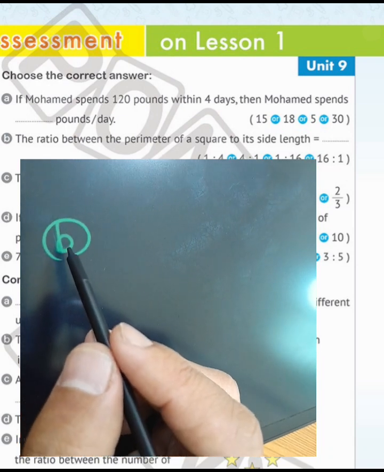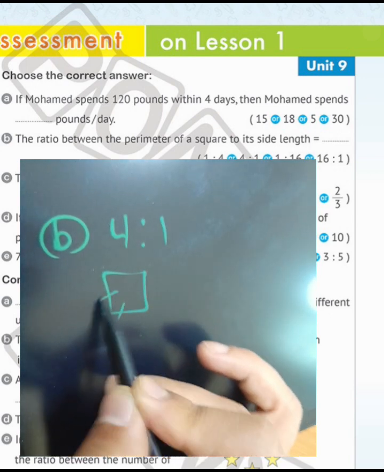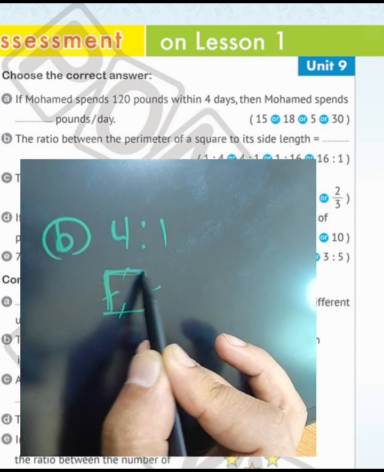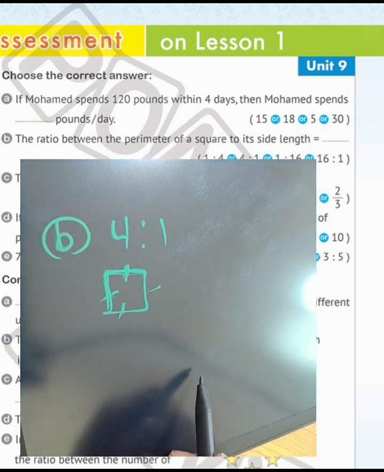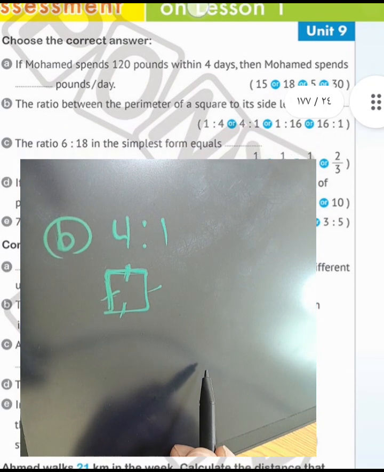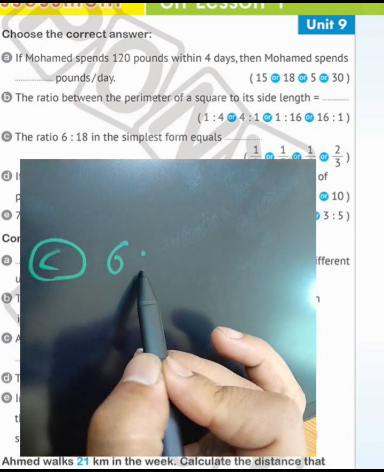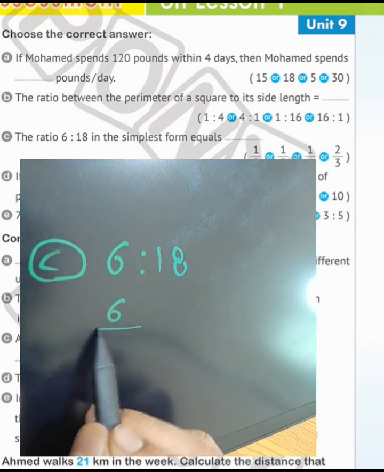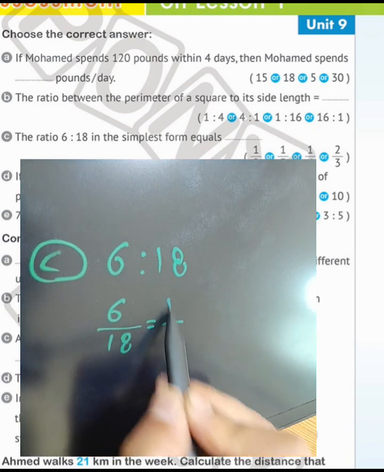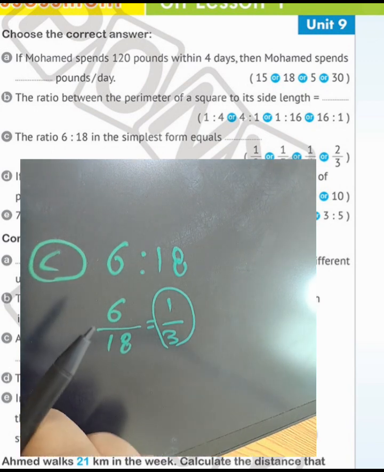The ratio between the perimeter of a square and its side will be 4 to 1 because all sides are equal in length in the square. We have 4 sides equal to 1. Okay, that was letter B. Letter C. The ratio 6 to 18 in the simplest form equals what? 6 divided by 6 is 1, 18 divided by 6 equals 3, then the result will be 1/3.